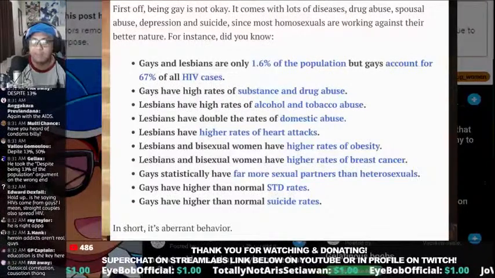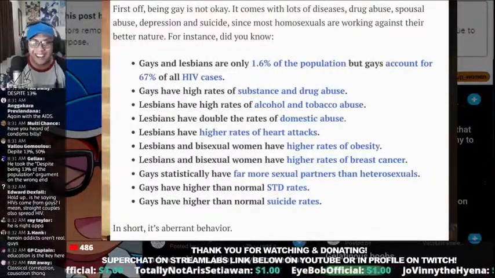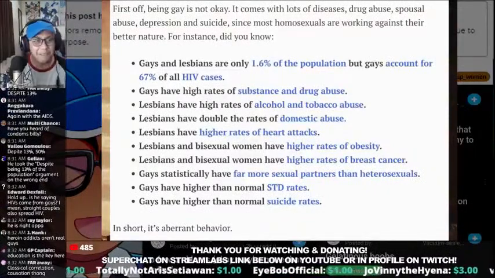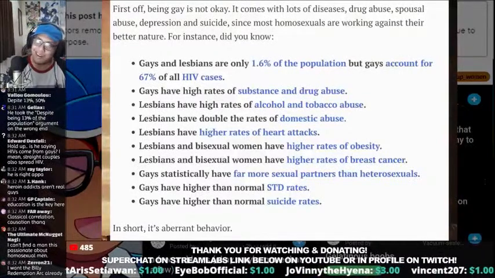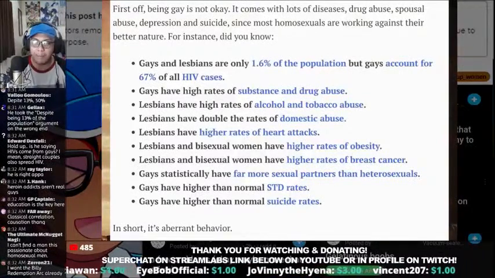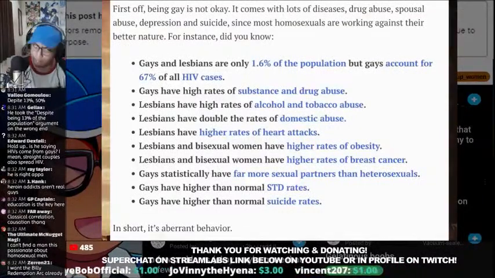Gays have high rates of substance and drug abuse. Again, educate these people to not do drugs. Be careful not to do drugs. Lesbians have high rates of alcohol and tobacco abuse. Lesbians have double the rates of domestic abuse. Lesbians have higher rates of heart attacks. Bisexual women have high rates of obesity and higher rates of breast cancer.